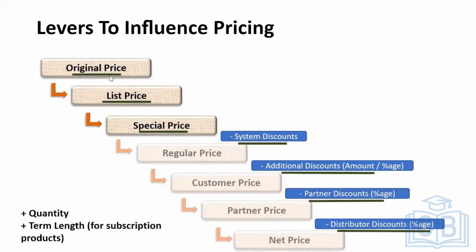As I told you, the original price, list unit price, and the special price will not have the impact of the prorate multiplier. So the subscription term will not be counted here. The rest of the prices will have the prorate multiplier, so the subscription term will be counted there. And the highlighted part has the quantity that I already showed.